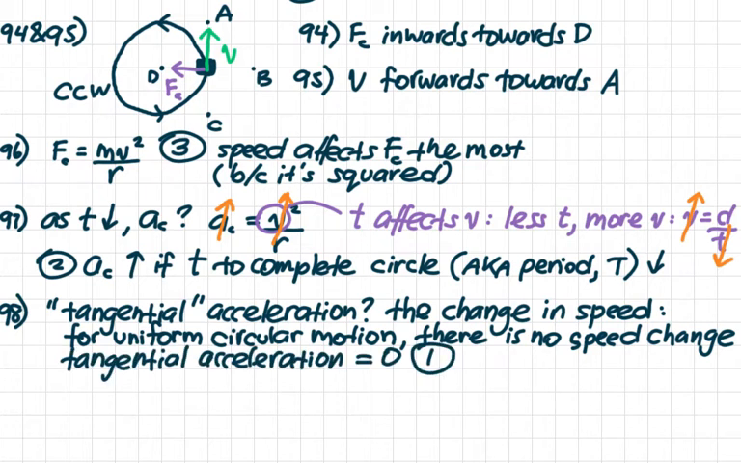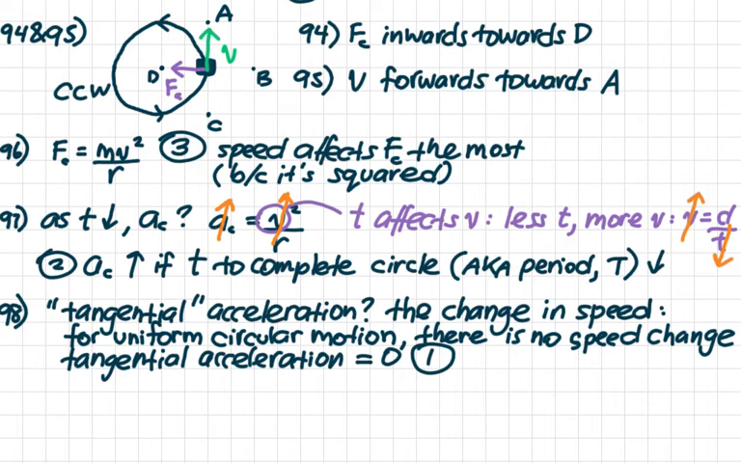Now there is an acceleration, like I said. There's a direction change, which changes the velocity, and that acceleration is the centripetal acceleration, v squared over r. That's not 0. But the change in speed, the tangential acceleration, is 0.